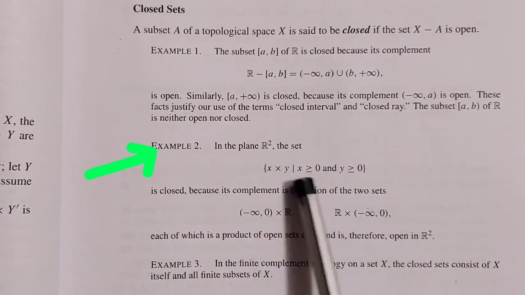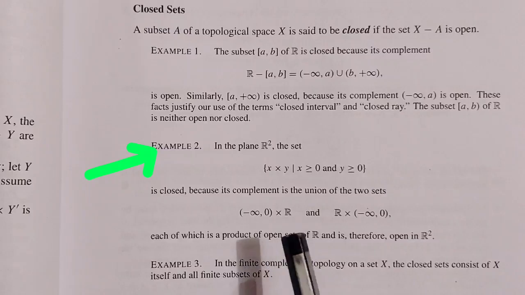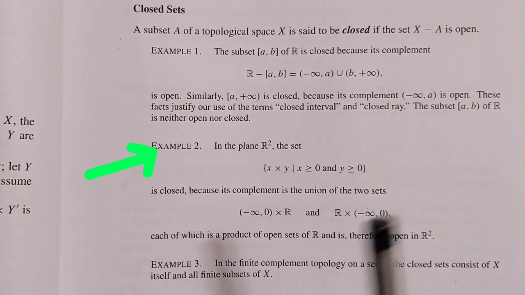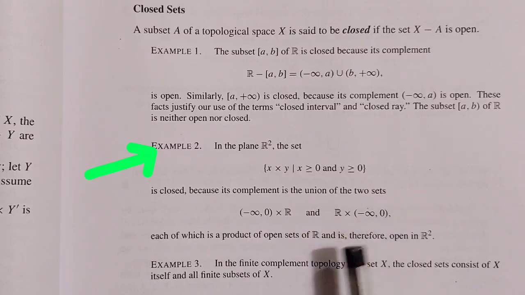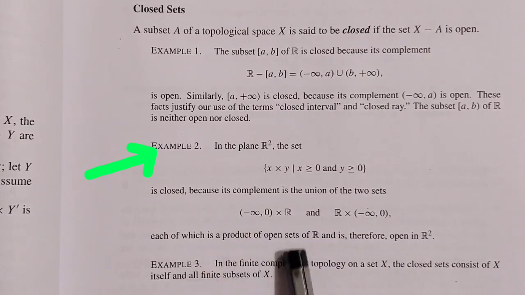If you want to know what the complement is, you can just draw a graph and verify this. Each of which is a product of open sets. This is open and this is open. The product of open sets of R is therefore open in R2. A product of open sets is open.